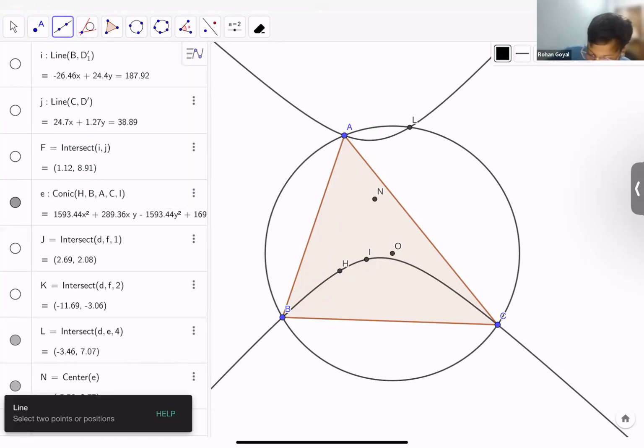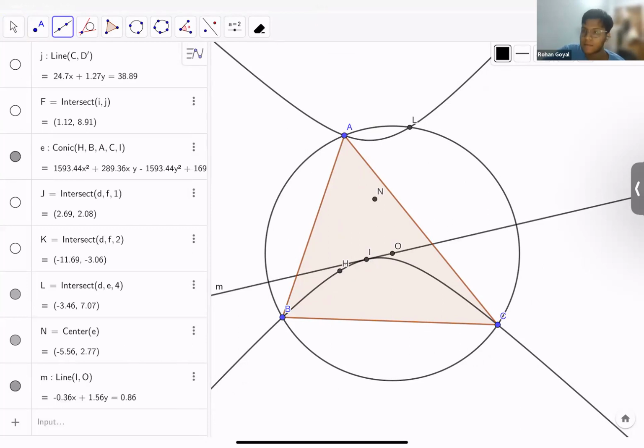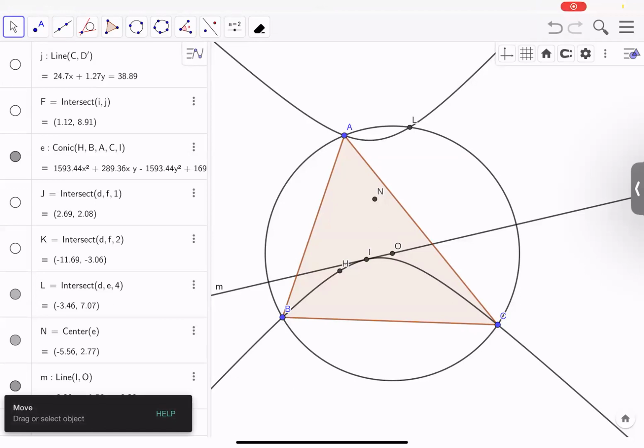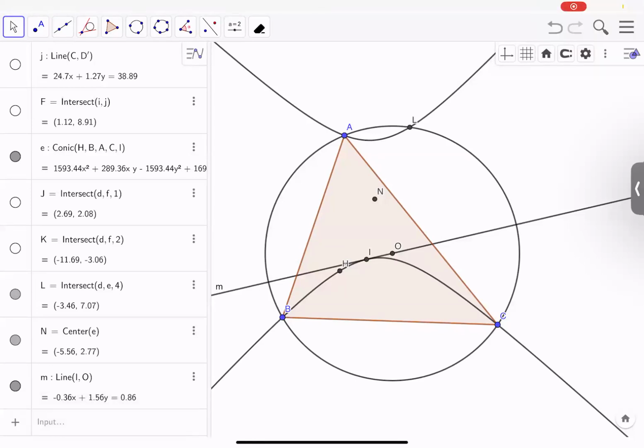So can OI intersect this hyperbola at any other point? No. It definitely intersects at I. No, because it can't. Because if it does, then the isogonal conjugate of that point will be itself as well. Exactly. Then the isogonal conjugate of that point should be itself, which it is clearly not. Yeah. So that means OI is in fact tangent here. Yeah. Okay, that's the first result that we see.